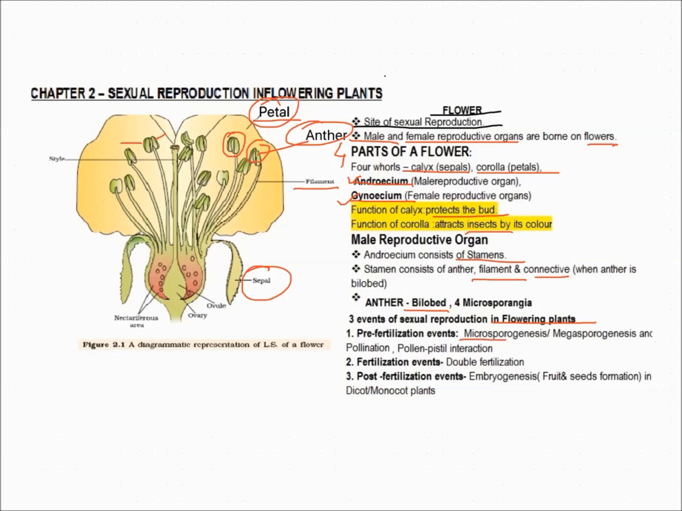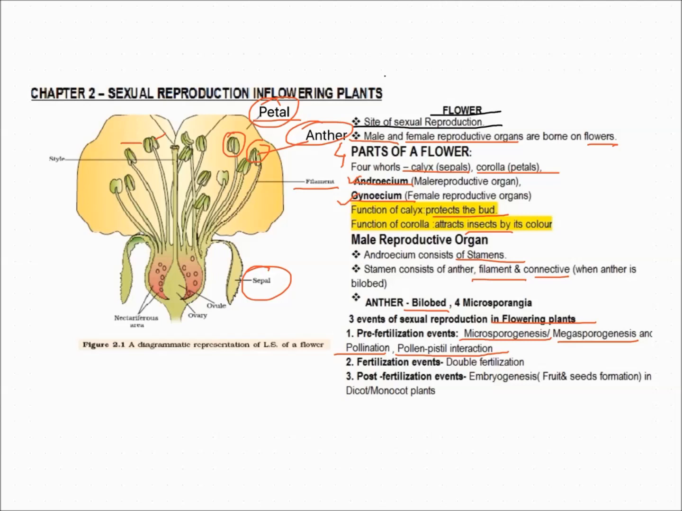What are the pre-fertilization events in flowering plants? They are microsporogenesis and megasporogenesis. Microsporogenesis is the formation of male gametes and megasporogenesis is the formation of female gametes. Then pollination, which means the transfer of pollen grains, as we have already studied, to the female part. And pollen-pistil interaction, that is how pollen and pistil behave with each other.